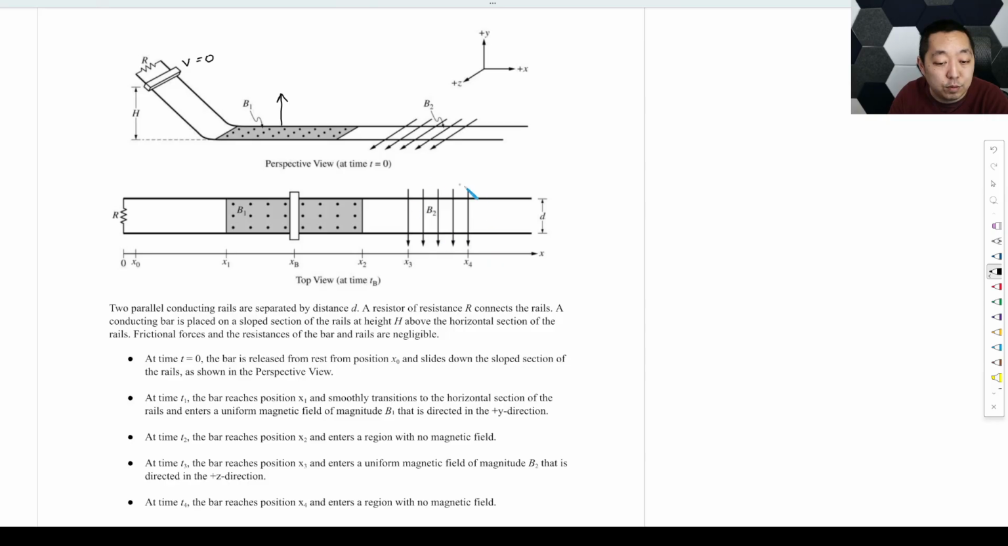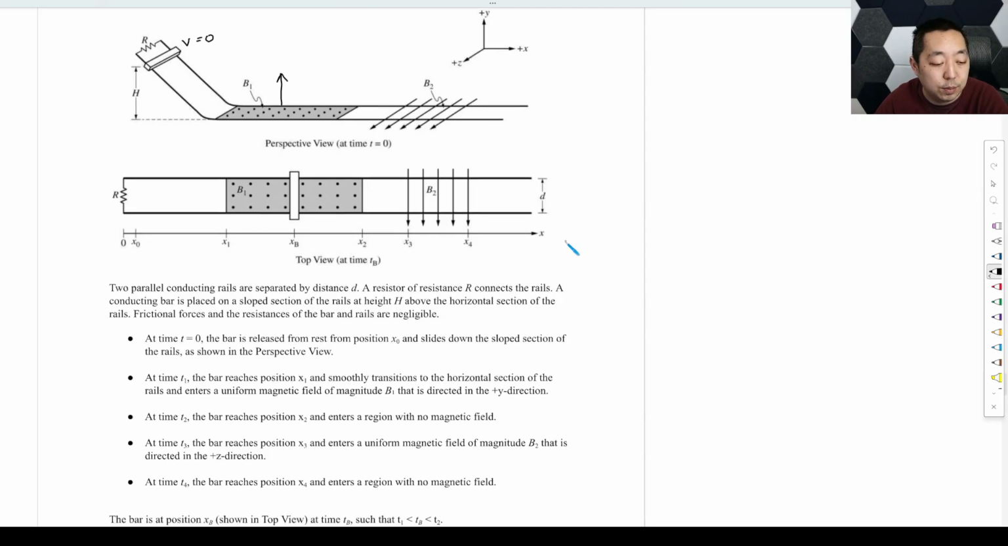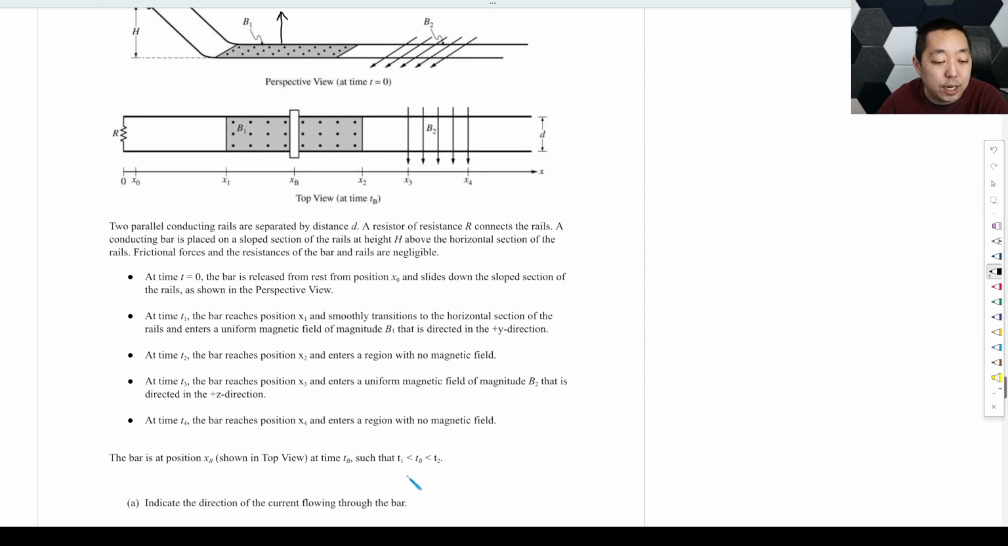and then at t3 it enters the magnetic field of B2, which is in the negative z direction. At t4 it reaches position x4 and enters a region with no magnetic field. So it's just passing through each of these points at different times. The bar is at position xb at time tb, such that tb is somewhere between, so it's here, when it's in this region. Indicate the direction of the current flowing through the bar.